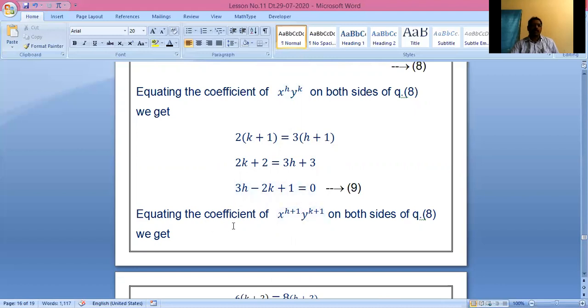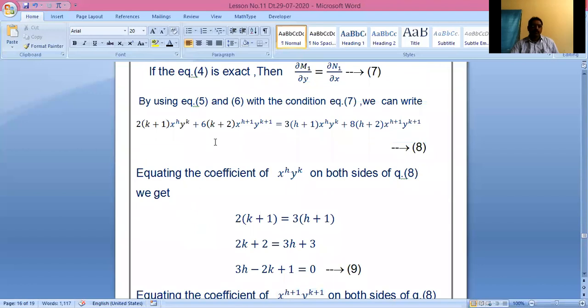Now equating the coefficient of x to the power of h plus 1, y to the power of k plus 1 on both sides of equation 8, we get here in the left side x to the power of h plus 1, y to the power of k plus 1 coefficient is 6 into k plus 2.